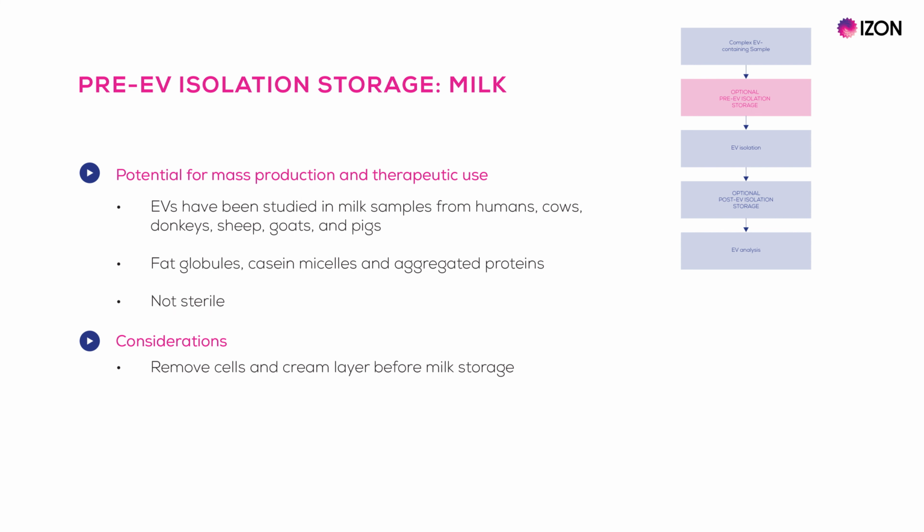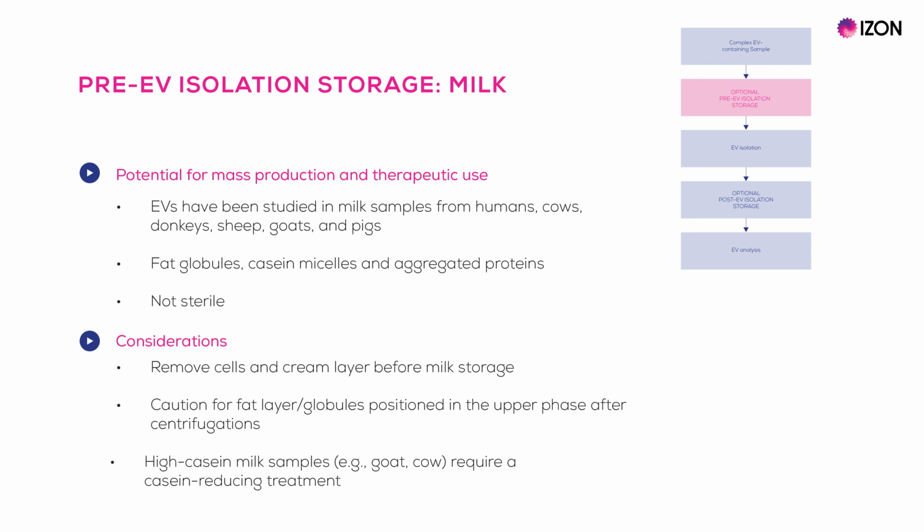One of the first recommendations for milk samples is to remove cells and the cream layer before storage. Otherwise, stress-induced EVs may be released during apoptosis. Also, caution must be taken when removing or separating the fat layer before continuing for processing or storage, as the fat layer is positioned in the upper phase after centrifugation. EV isolation in high casein milk samples is improved by casein-removing treatments, including treatment options with EDTA, acetic acid, or hydrochloric acid.